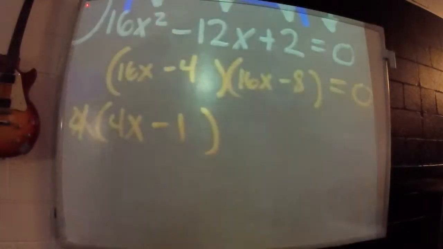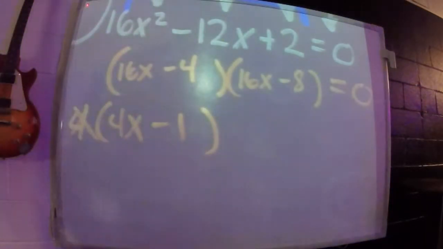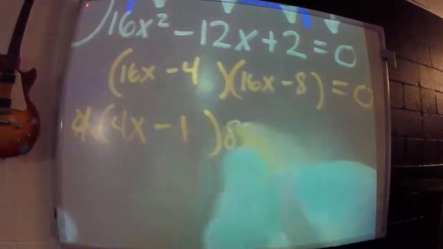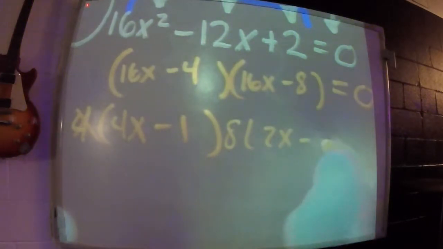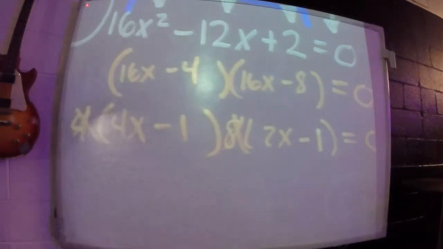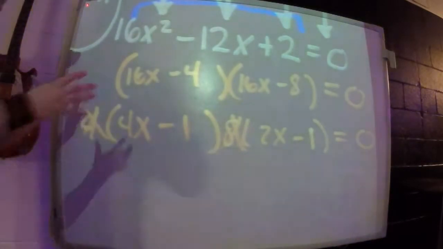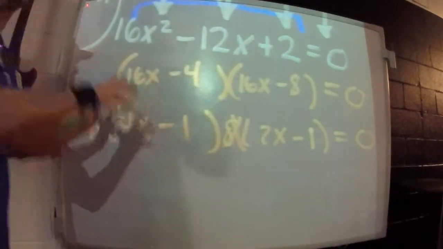I can reduce this one by more than 4. 8. Yeah, I can reduce that by 8. So pull the 8 out and it becomes 2x minus 1. Yeah. There it is. And then I just delete those numbers I pulled out as part of the Berry method process. Delete them. Here's my binomials.